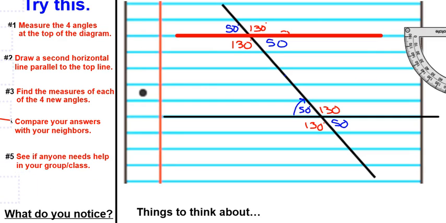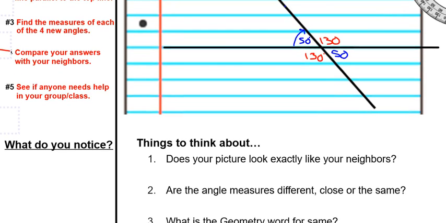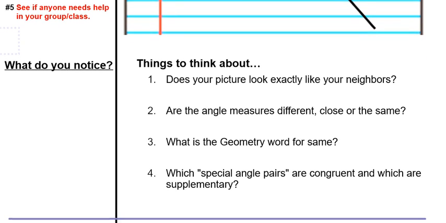And then the directions say, see if anyone needs help. We're on our own, we're working together. And then if you go down to the bottom, it says, what do you notice? Does your picture look exactly like your neighbor's? Skip that. Are your angle measures different? Skip that. What is the geometry word for same? We can fill that in. What is the word for same? That would be congruent. And then which special angle pairs are congruent and which special angle pairs are supplementary?